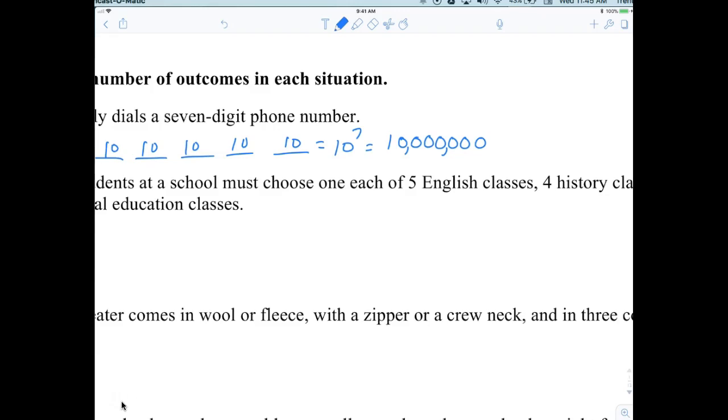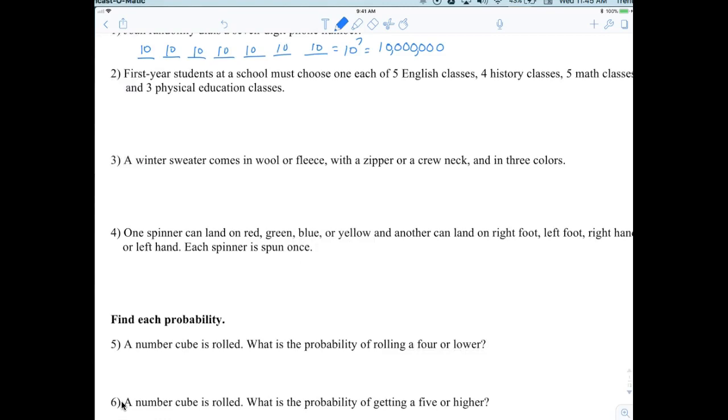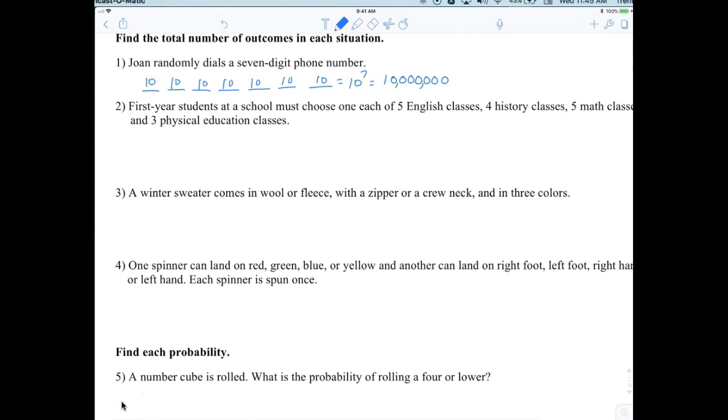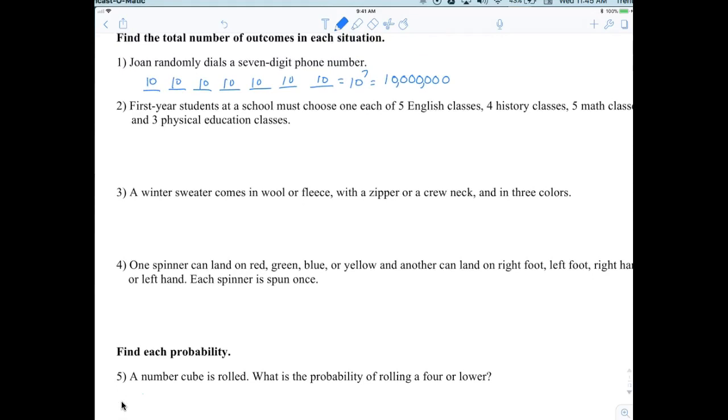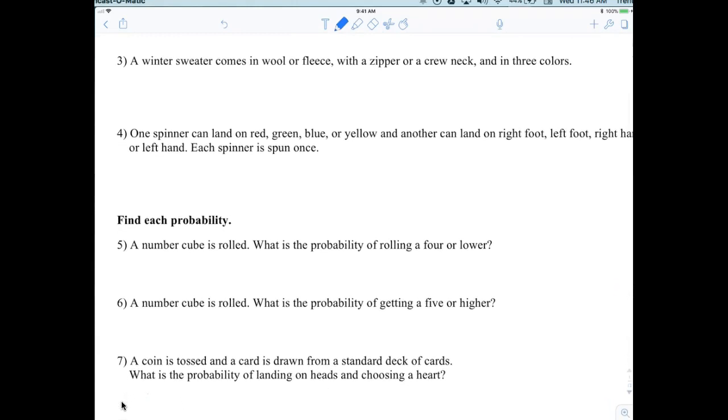So now let's take a look at number 3. And you got number 1 right, so you're good. Okay? Everybody look at number 3. We're going to do the odds together. All right? It says, a winter sweater comes in wool or fleece with a zipper or a crew neck and in 3 colors. So the question is, how many different sweaters are there?